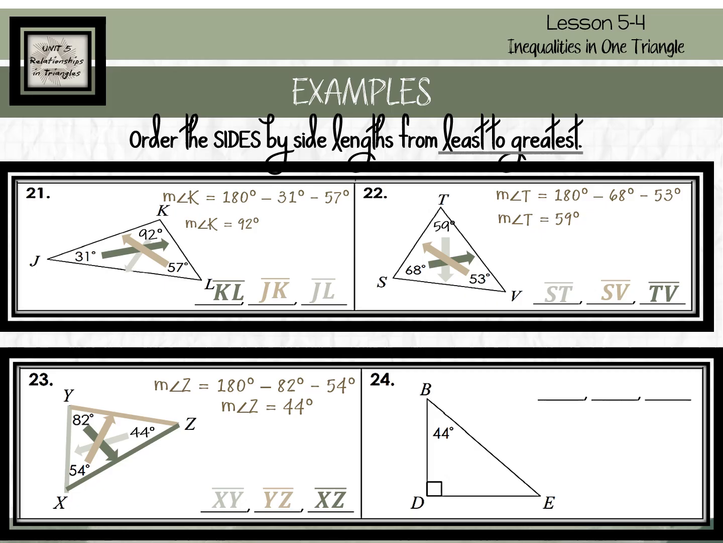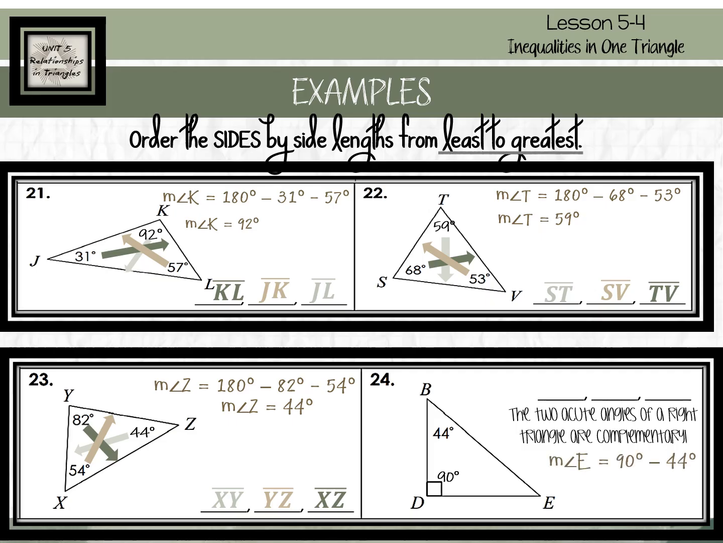Here we have a triangle again. Yes, we do have two of the angles. That is a right angle symbol, 90 degrees. So we have two of the three angles. The two acute angles of a right triangle are complementary, which means they add to 90 degrees. So if we subtract the 44 away from 90, we get that other angle, which is 46 degrees. Put it in the picture.